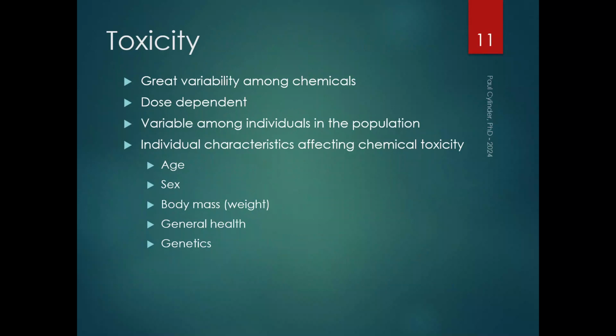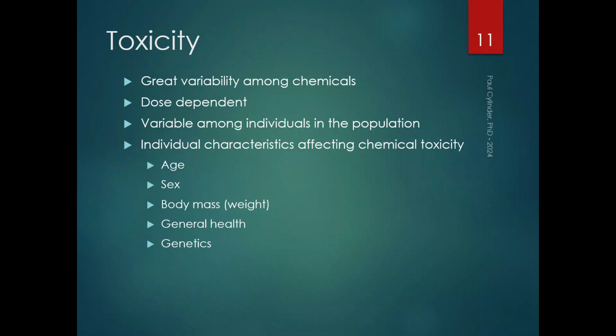So I mentioned already toxicity as the strength of the toxic substance. And there's a lot of variability among chemicals in terms of their toxicity to humans and to other animals. It's dose dependent, so the greater the dose, the greater the toxicity. It's quite variable. Many toxic substances have different effects or different dose requirements to cause an effect on different individuals within a population. So the toxicity of a given substance at a given concentration may be different depending on the people that it's affecting. Some of the individual characteristics that affect chemical toxicity are age.